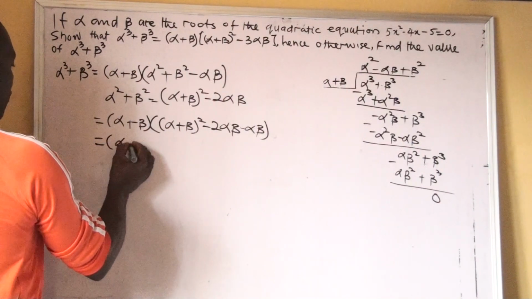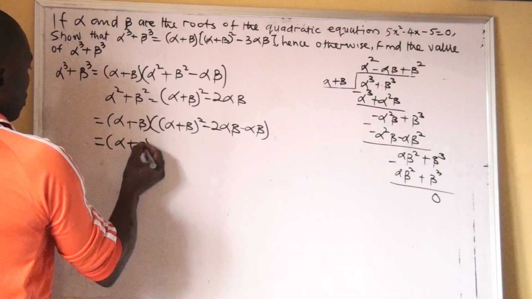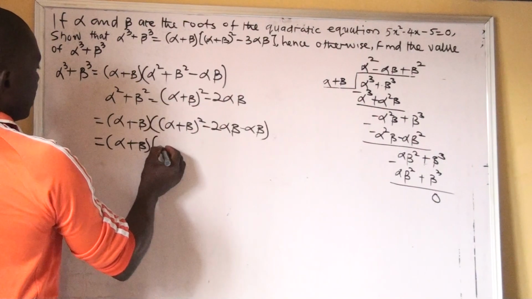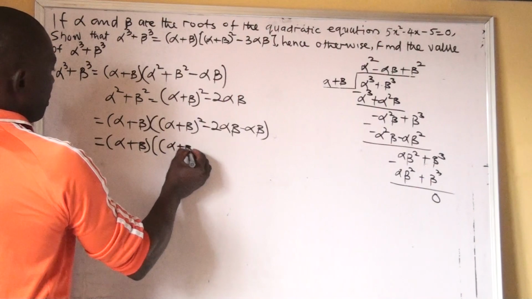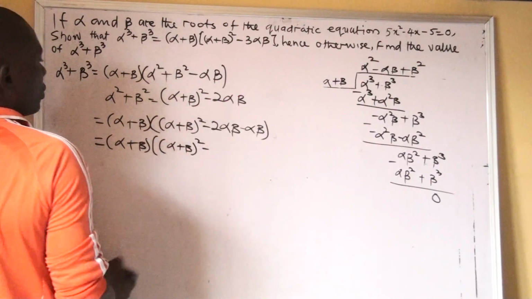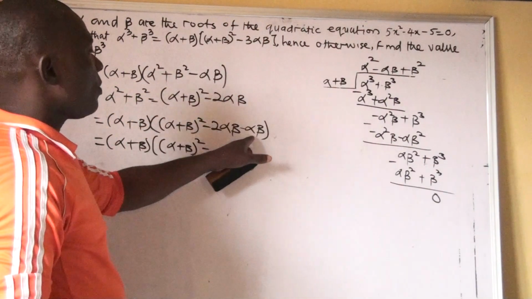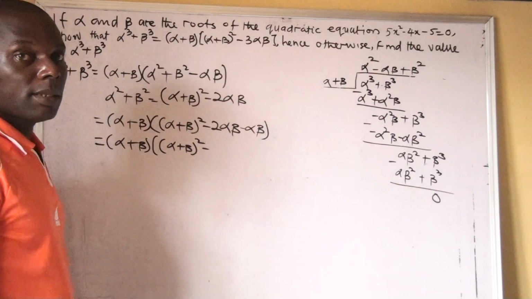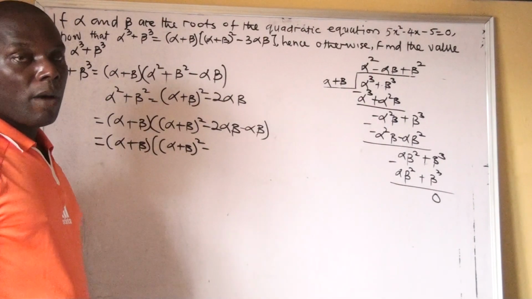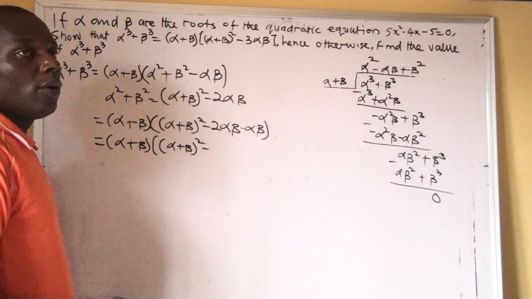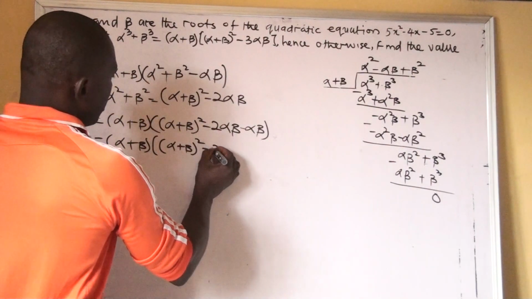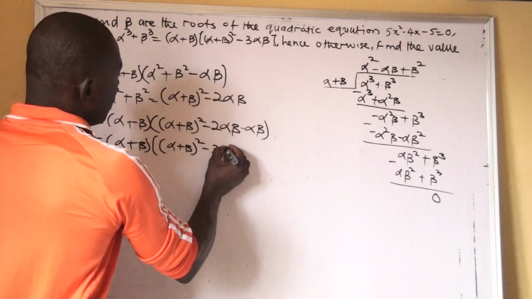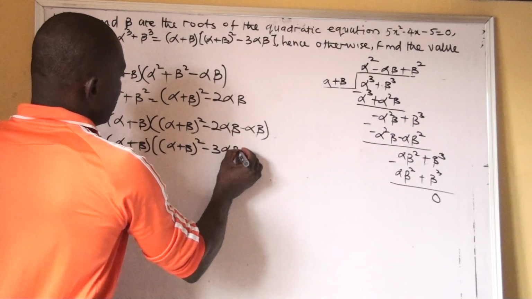This becomes alpha plus beta, open bracket. Here we have an open bracket again, alpha plus beta all squared minus 2 alpha beta minus alpha beta. That will give us minus 3 alpha beta. Minus 2 and minus 1 will increase, but the negative sign will still be there. Okay, here becomes minus 3 alpha beta.